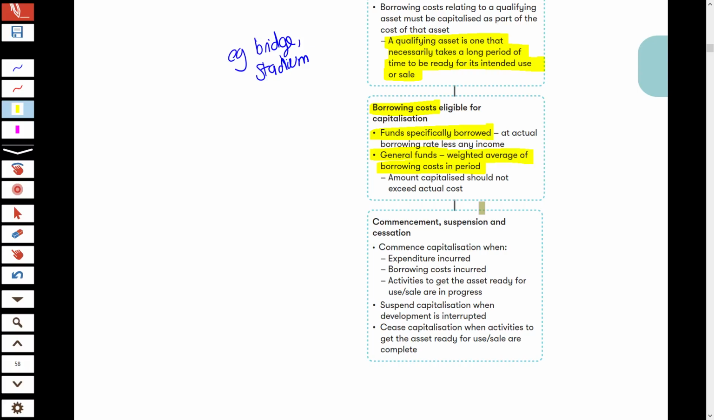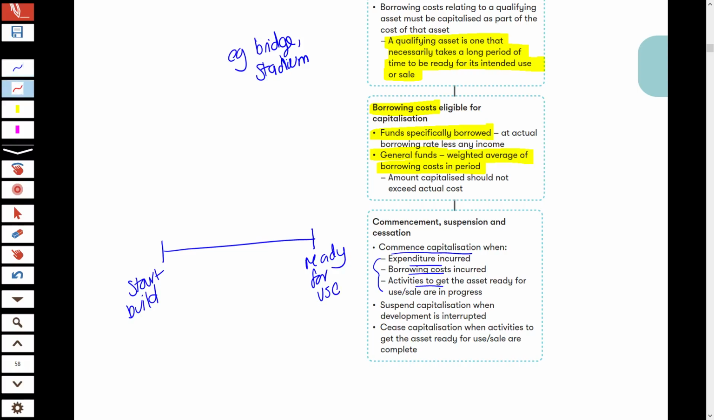Another thing to think about is that we can't just keep capitalising forever. So when do we start and when do we finish? So looking at a timeline, we would commence capitalisation when expenditure is incurred, borrowing costs are incurred, and activities are started. So for example, we start to build. And we stop when it's ready for use.